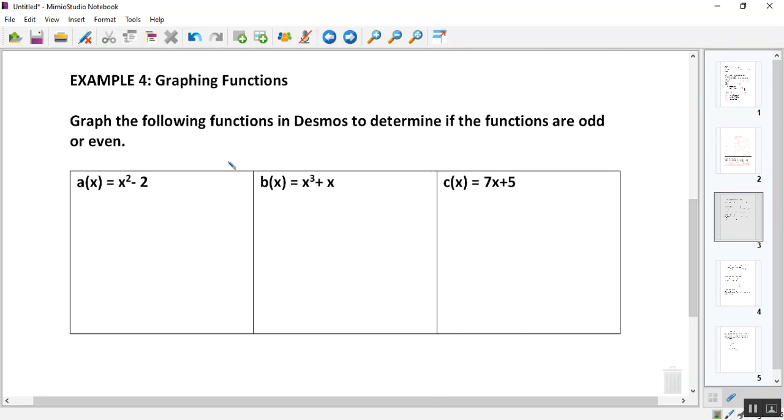Alright, it says graph the following functions in what, kids? Desmos to determine if a function is odd or even. Let's just write this down. If a function is odd graphically, it must be symmetric about the, anybody remember? Yep, it means it's symmetric about the origin. Must pass through the origin, and then if you make half a turn, it's the same exact graph, okay?